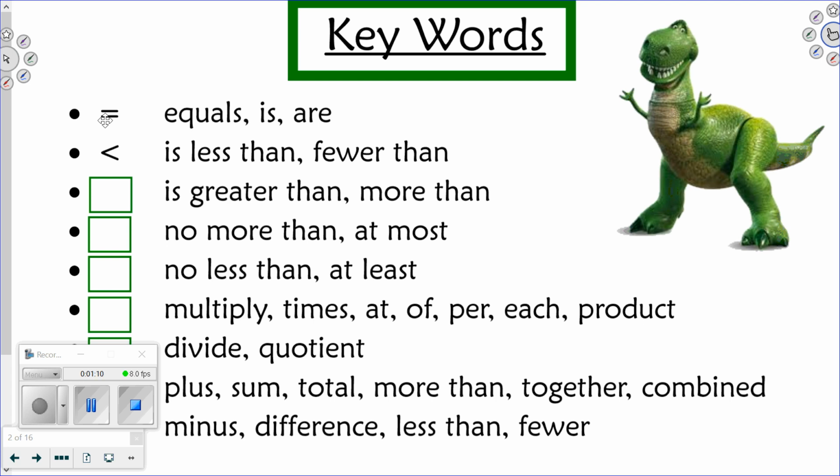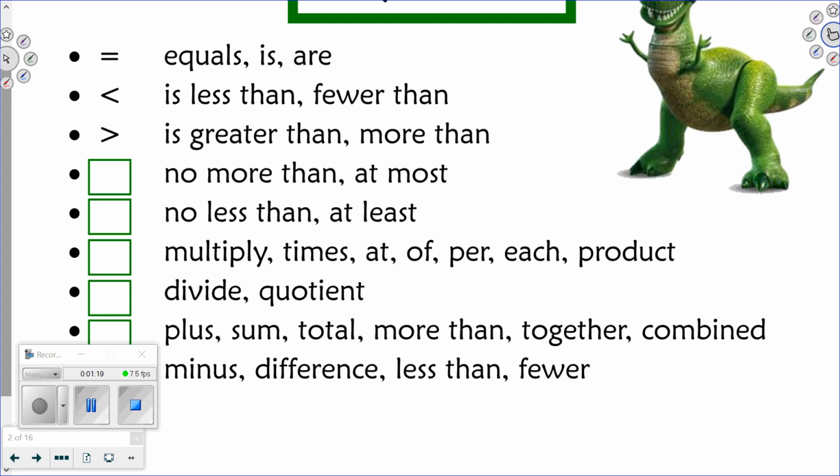Okay. Is greater than or more than. That's your greater than symbol. Do you notice instead of an equal sign, because you see the word is, it's got the is less than, instead of an equals, is greater than. That would be how you would know it's not a plus or a minus, which is initially what he was wanting to say. Okay, so no more than or at most.